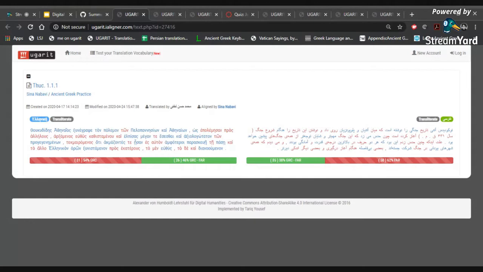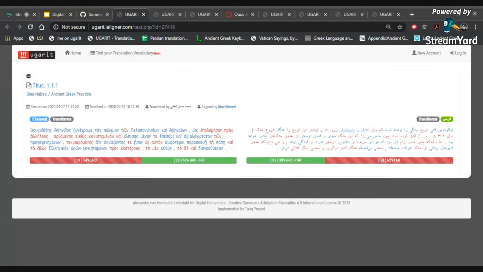actually a subject of research for Mariam Foradi, who works at the University of Leipzig in our department, using Ugarit and in general translation alignment as a vocabulary learning tool. But I think it has potential to be used as a way of learning grammar as well.